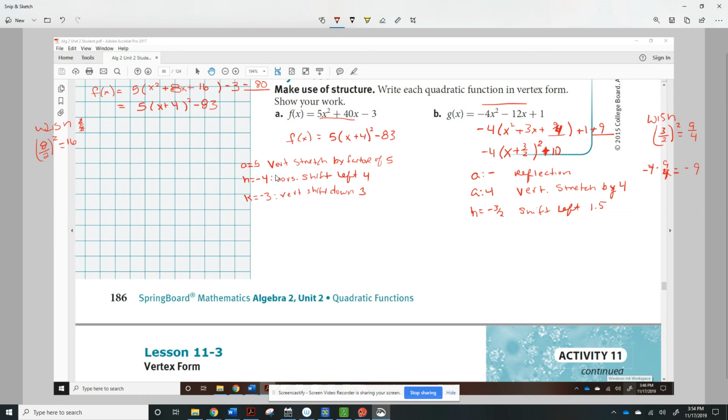And if you're understanding that 3 divided by 2 is 1.5, then that's why I'm changing it. It's just easier to describe. And K is a 10, so it's going to shift up 10 units. So those are the transformations. I hope that helps.